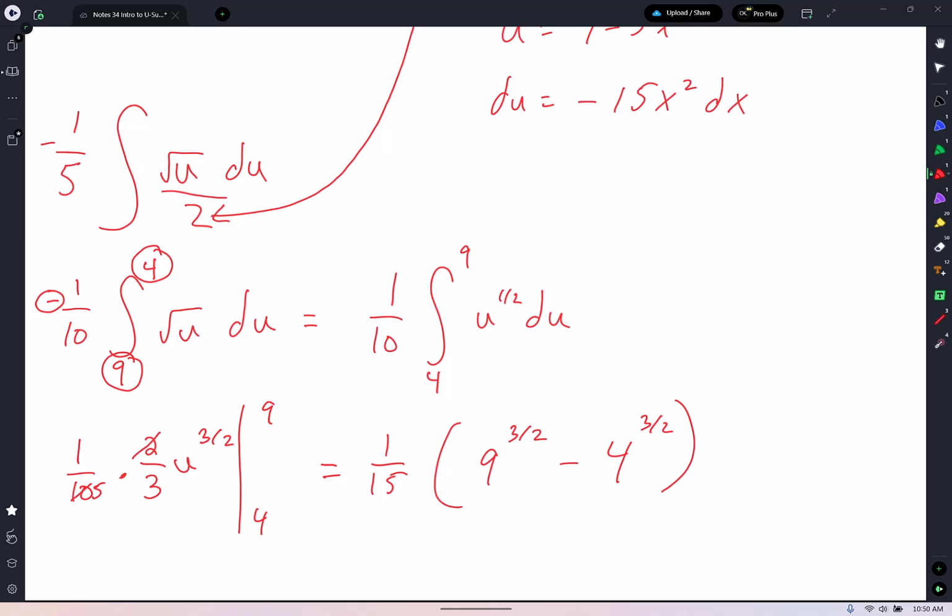27. So that's 27. What's the square root of 4? 2. And 2 to the 3rd power? 8. 27 minus 8. So do 1 over 15 times 27 minus 8. So that is, what is that? 19 over 15. There it is.